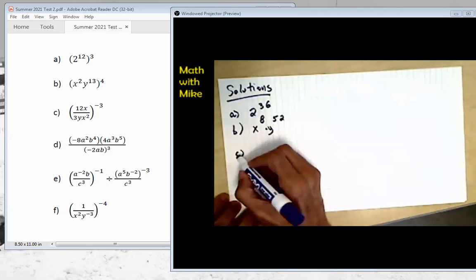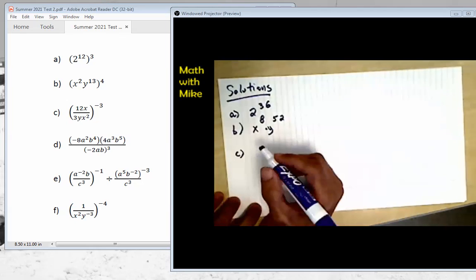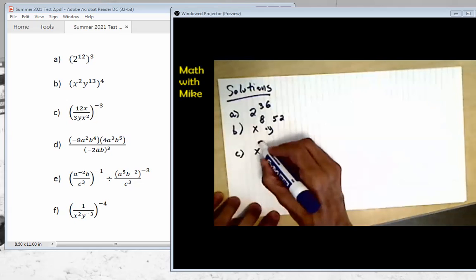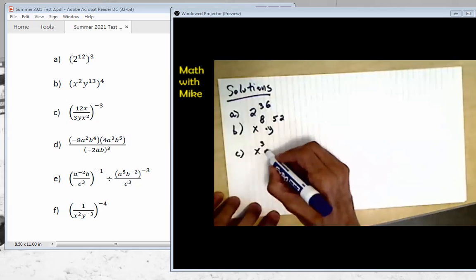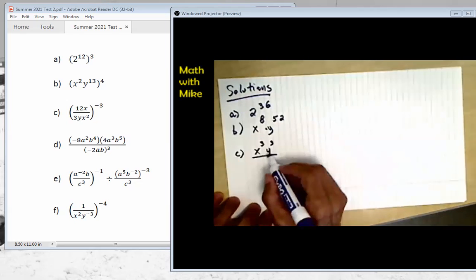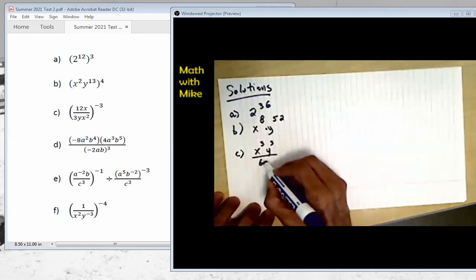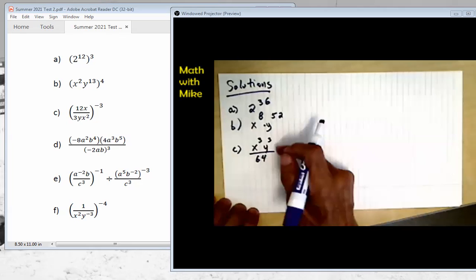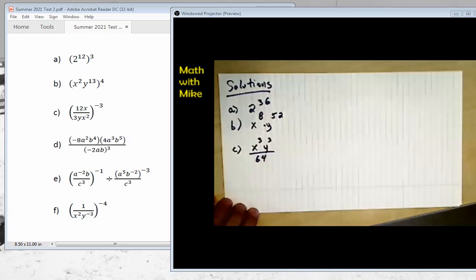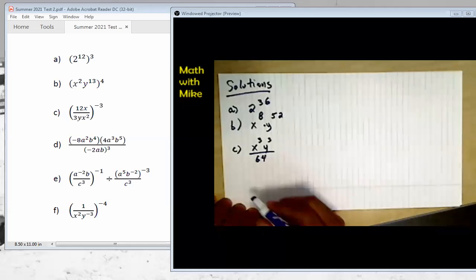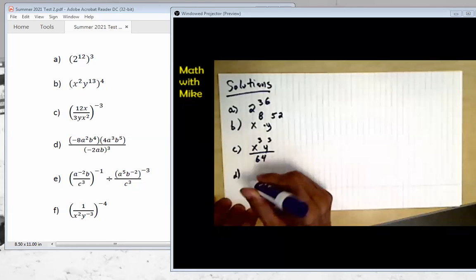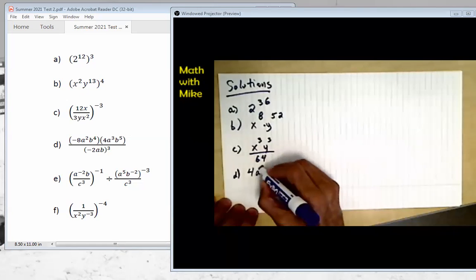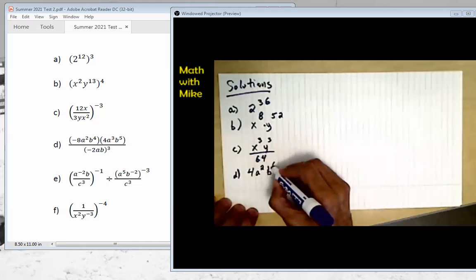For C, after some flipping and simplifying, this is the good looking final answer. We got x to the power of 3, y to the power of 3 over 64. Those are 3's right there. For D, that works out to be 4 a squared b to the power of 6.